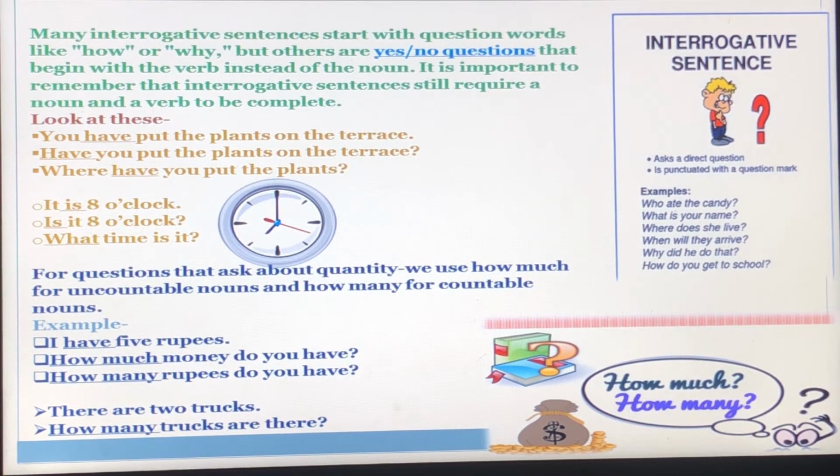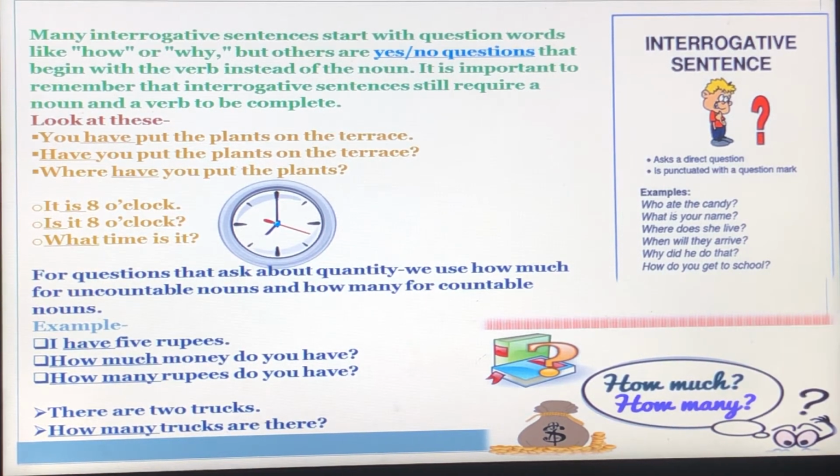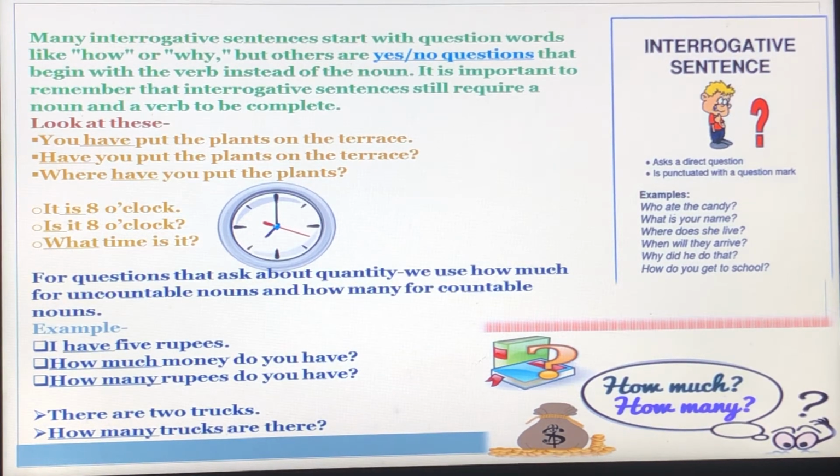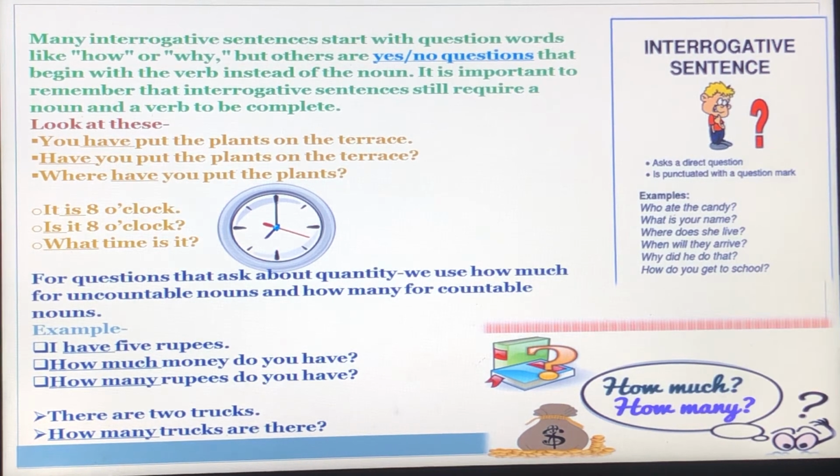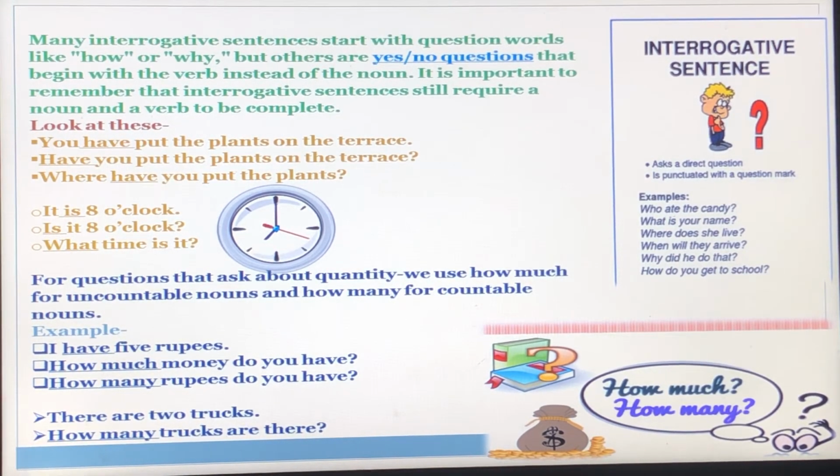Since a lot of questions start with the words what, where, when, why, who, whom, whose or how, these words are often called WH words or question words. Interrogative sentences often start with a question word.